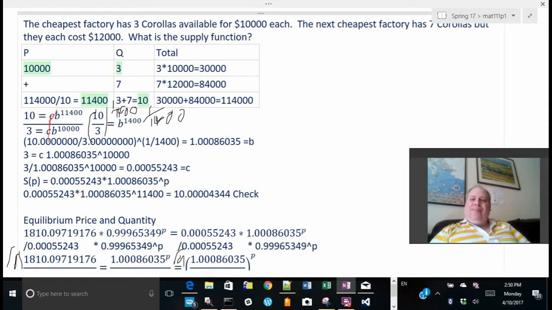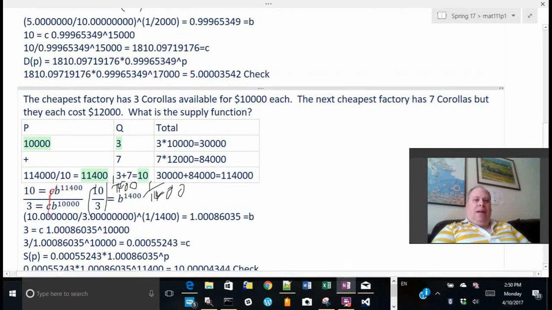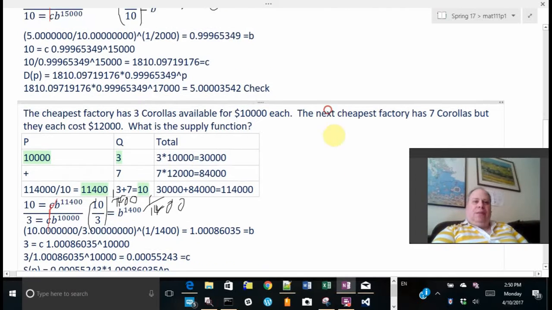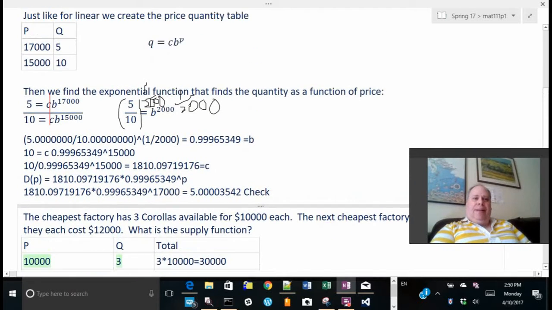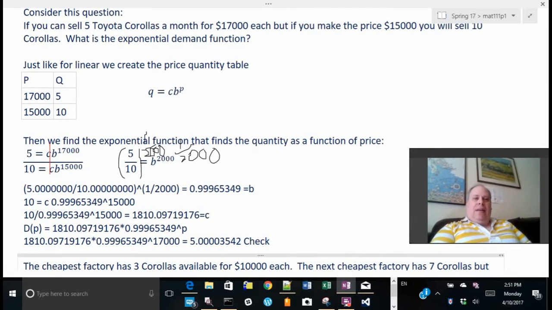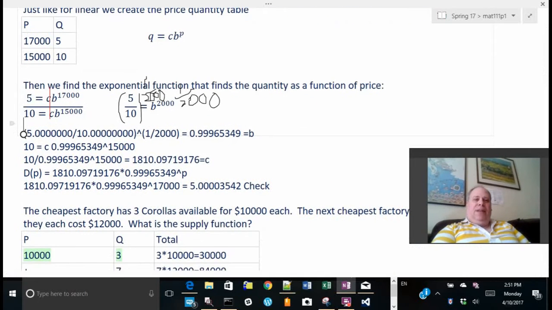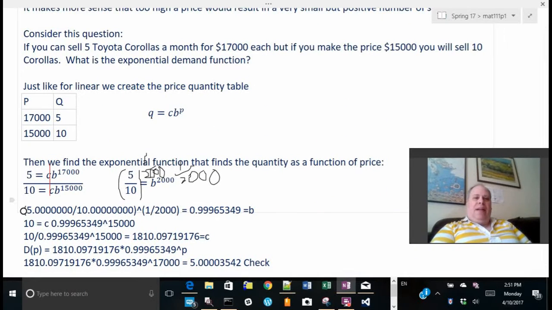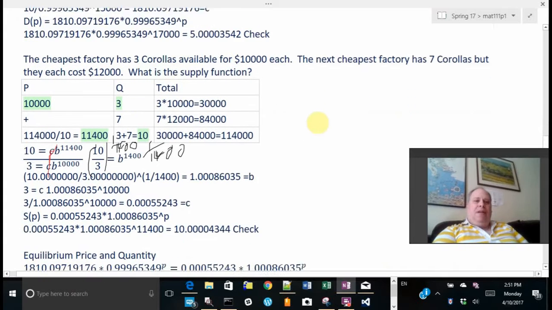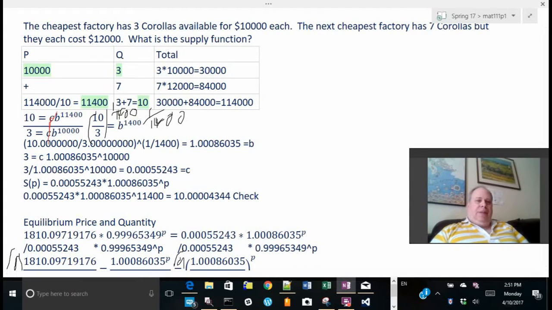Hi guys, this is David Scher, and this is the second part of doing equilibrium supply and demand for pre-calculus mathematics, Math 111 in our school. Last time we did the demand functions. Today we're going to do the supply function.